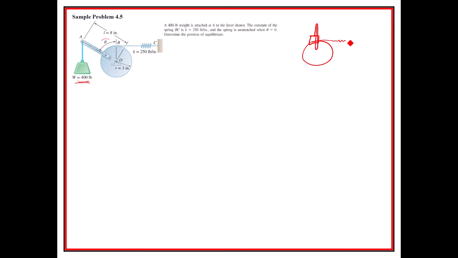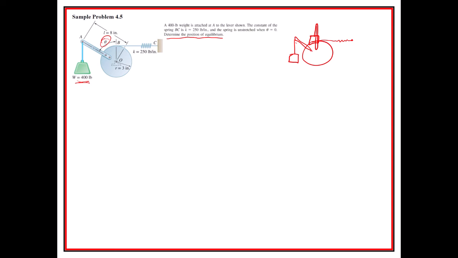But the spring is not stretched. So it rotates over to here somewhere at some angle, and the spring is then stretched. So we want to figure out where equilibrium is. So basically, we're looking for a theta. And this is a little bit different because it's sort of like a generic kind of setup right here.